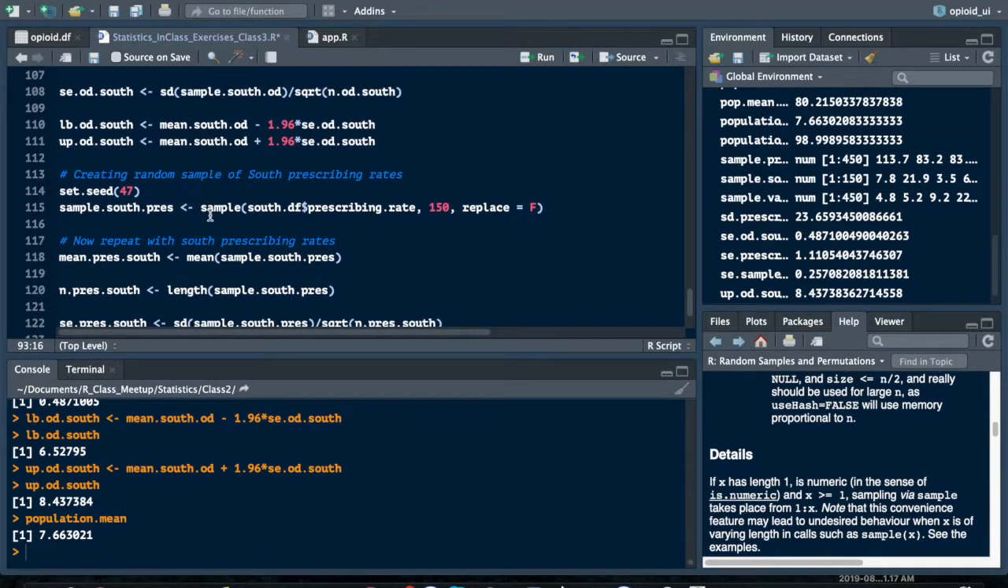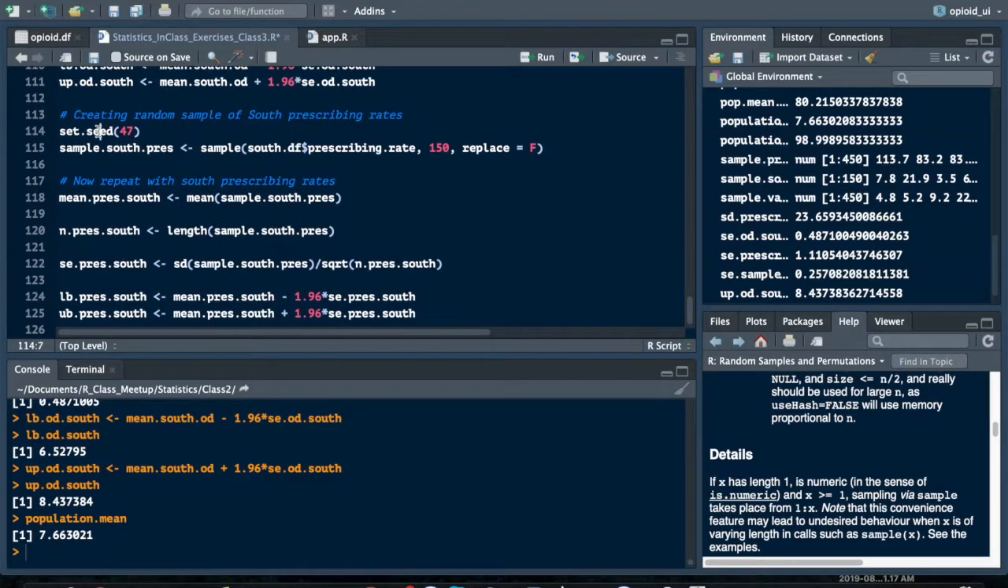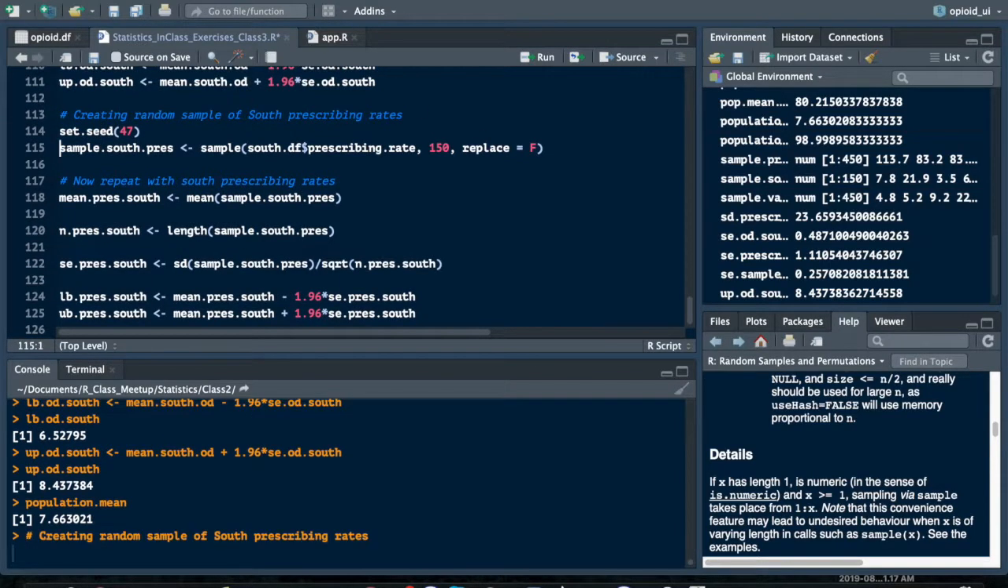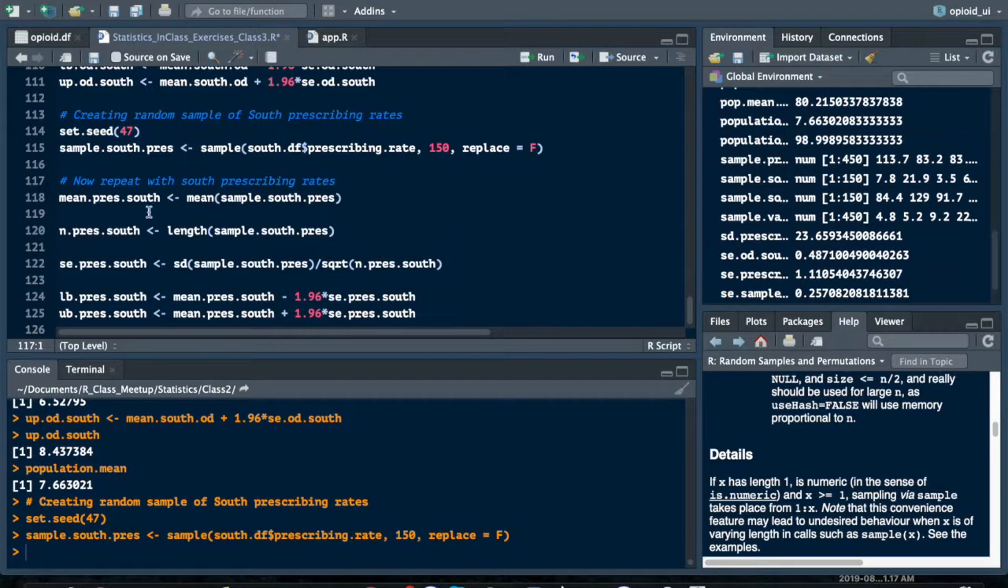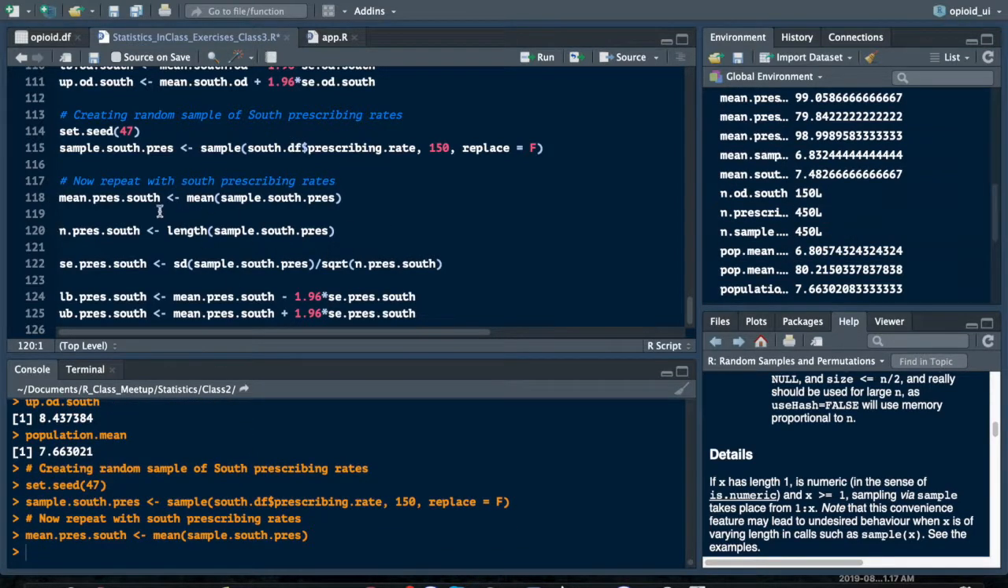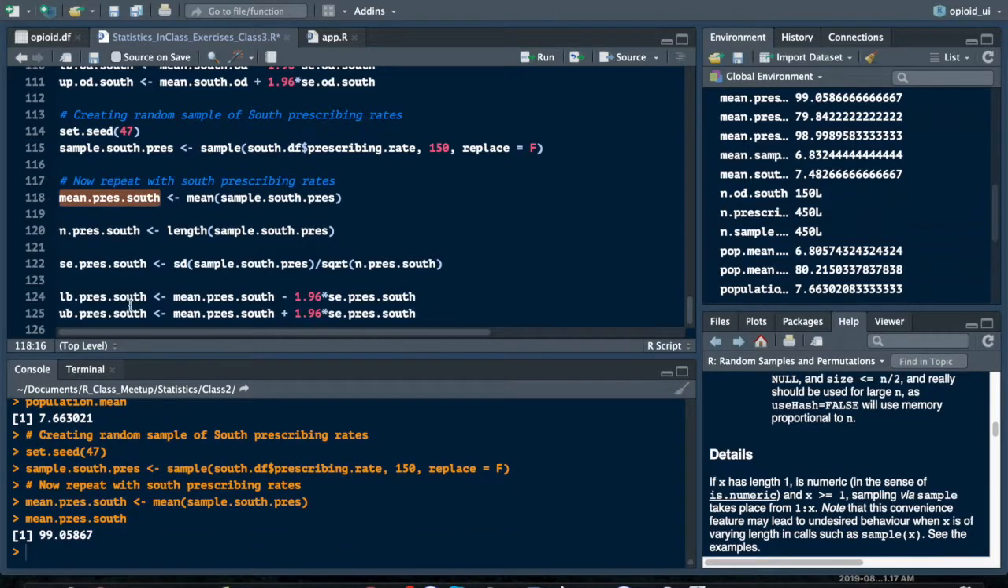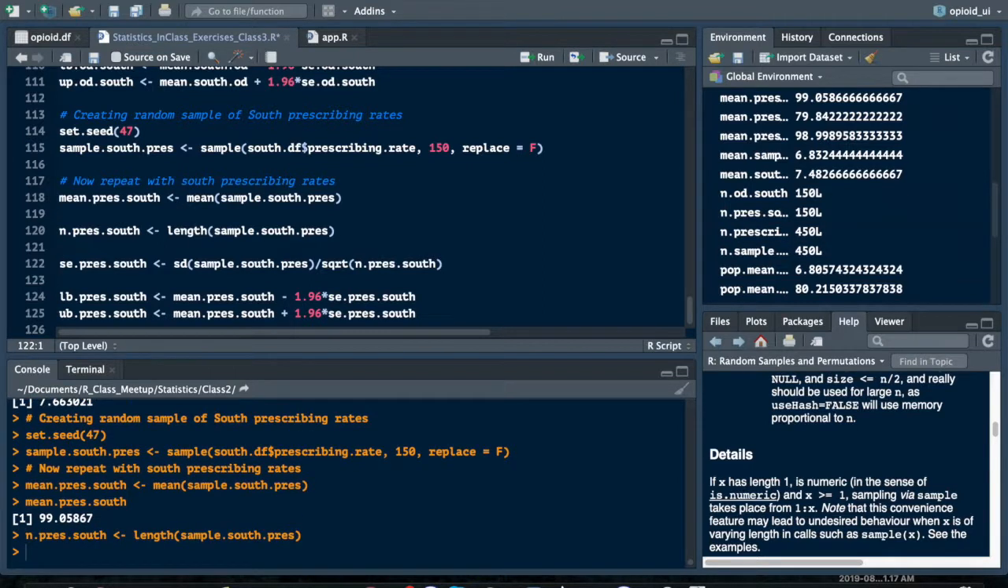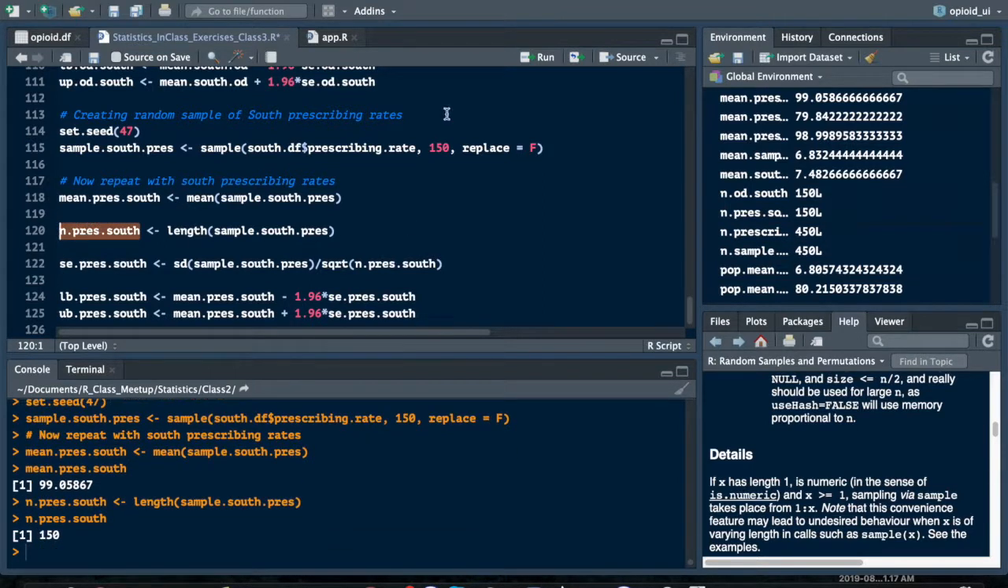The last exercise that I had you do was to do the same thing with prescribing rates. So I am setting the seed to 47 again. I'm running my prescribing rates here. Again, we sampled 150 values out of our total sample. First, we're going to find the mean. The mean of the prescribing rates for our sample is 99.05. Next, we're going to set our sample size to a variable. Just to check, yes, it took 150 values in that case.